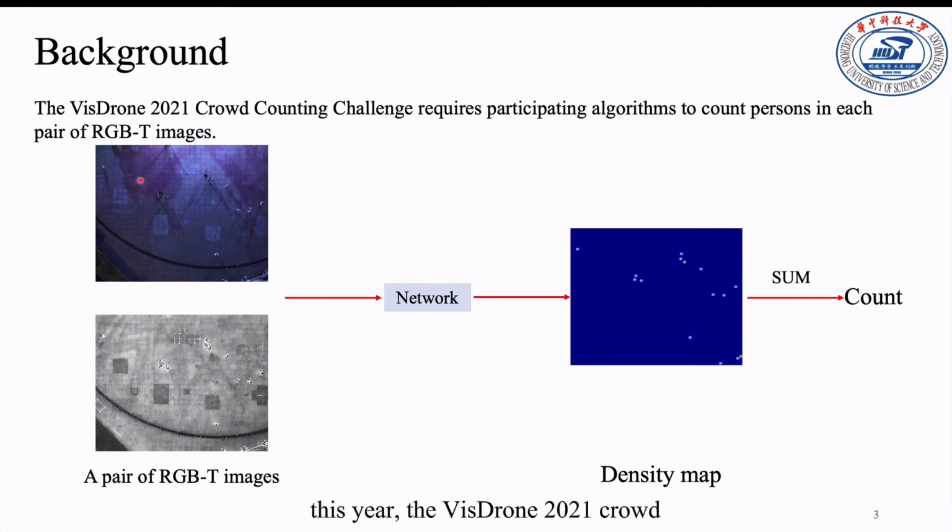This year, the Visdrone 2021 Crowd Counting Challenge requires participating algorithms to count persons in each pair of RGBT images. Here, RGBT means the RGB and thermal images. When only using optical information of RGB images, we cannot effectively recognize the person in poor illumination conditions. When only utilizing thermal images, some negative heating objects are hard to be distinguished.